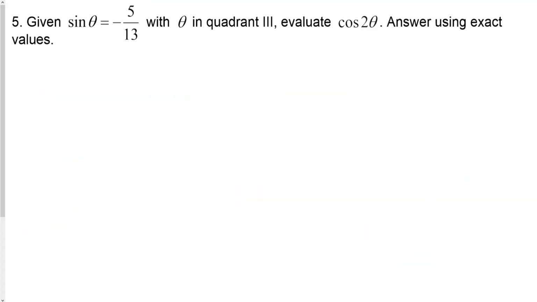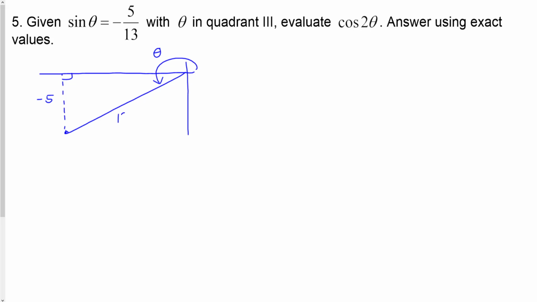Number 5, given sine theta equals negative 5 over 13 with theta in quadrant 3, evaluate cosine 2 theta. Answer using exact values. Okay, so angle in quadrant 3, I'll just sketch something out here. So here's theta. I know the sine of theta is negative 5 over 13, so that's the opposite over the hypotenuse. The remaining side, you might know this to be 12, but if not, use your Pythagorean identity again. And it should be a negative 12 because you're in quadrant 3.